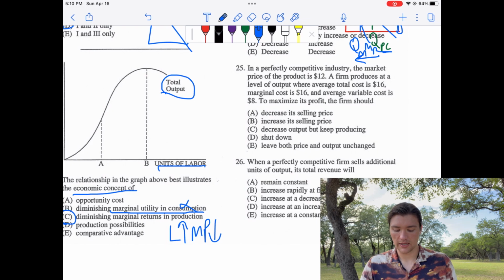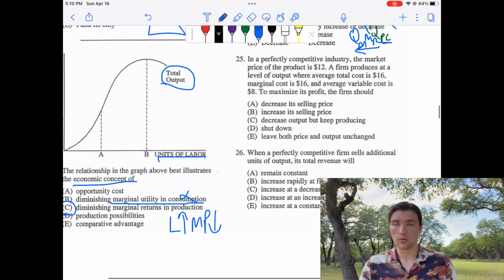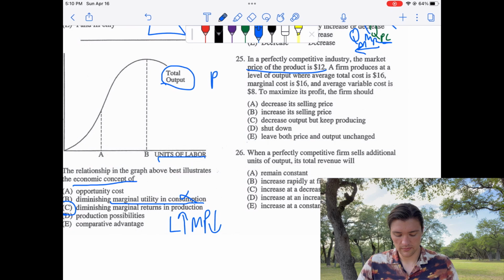Number 25, in a perfectly competitive industry, the market price of the product is 12. A firm produces a level of output where ATC is 16, the marginal cost is 16, and the average variable cost is 8. To maximize profits, the firm should do what? So the best thing to do with these kind of questions is to write everything out that you know. They gave you the price is 12. They gave you the ATC is 16. They gave you the marginal cost is 16, and they gave you the AVC, which is 8.